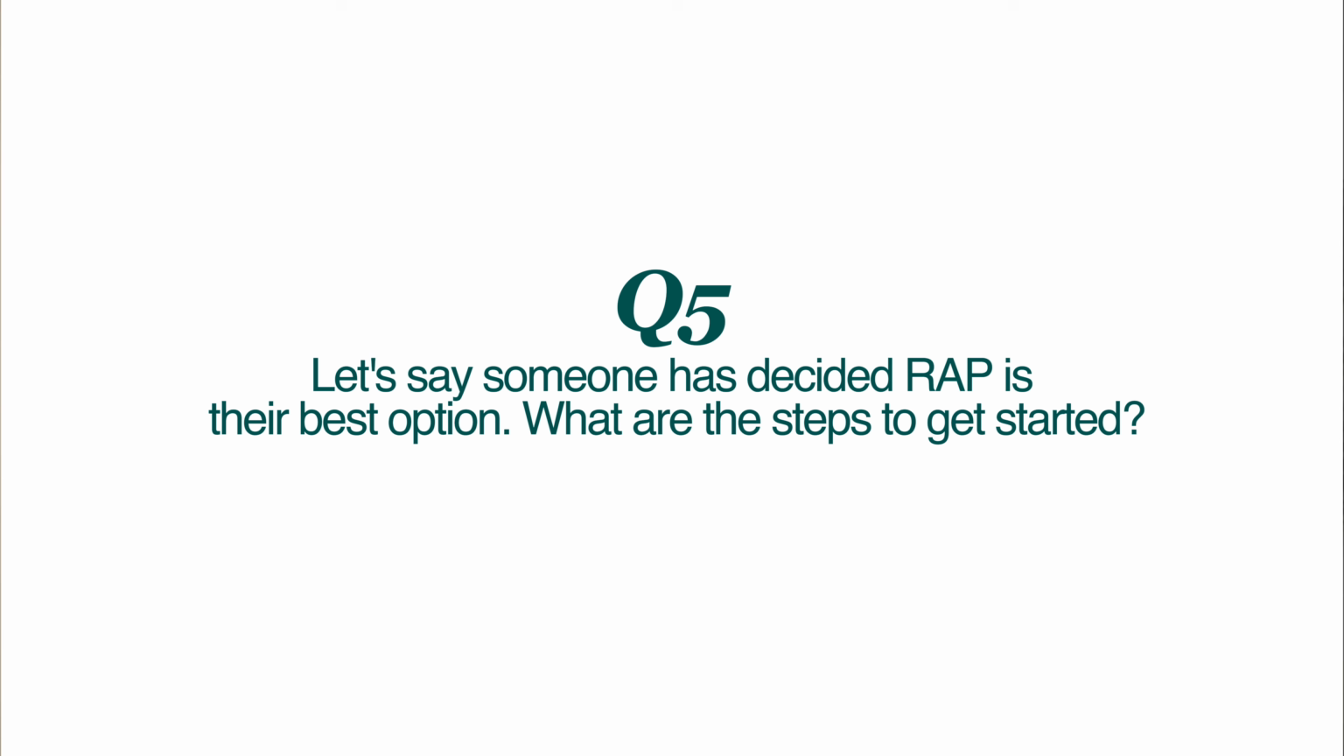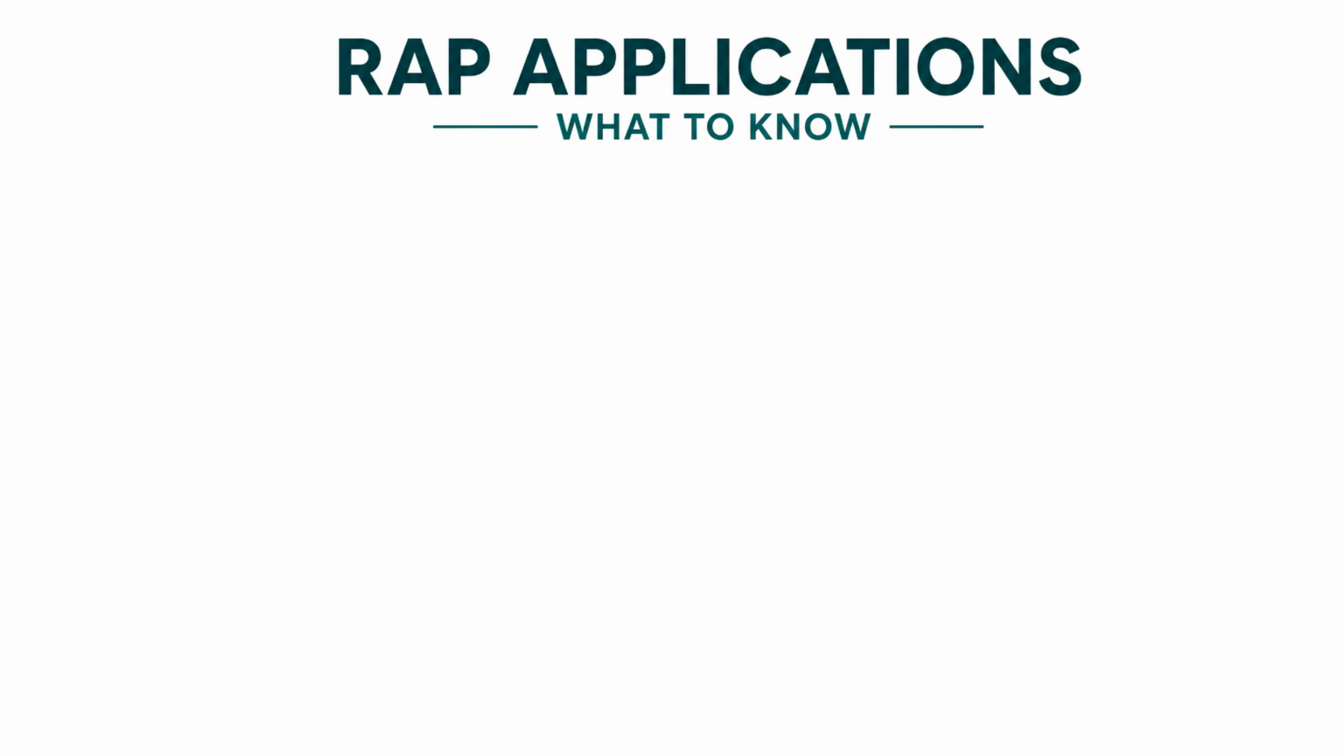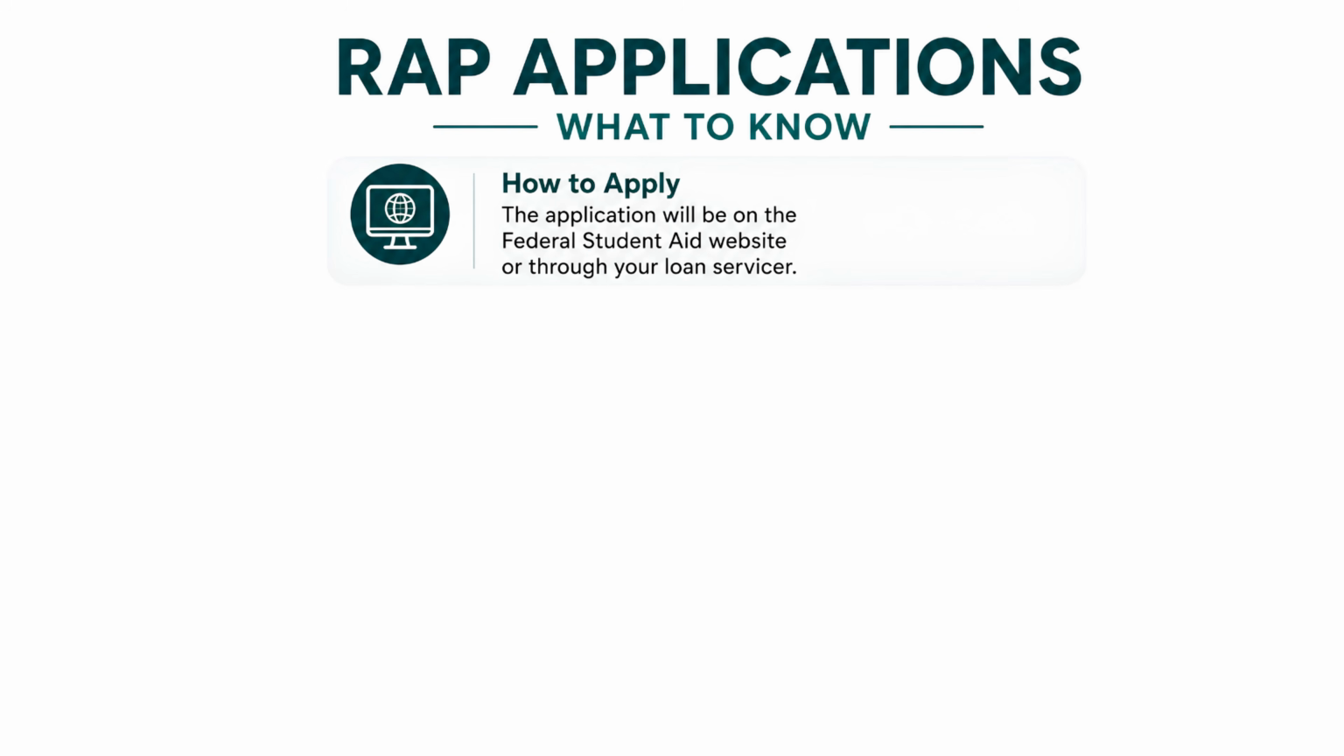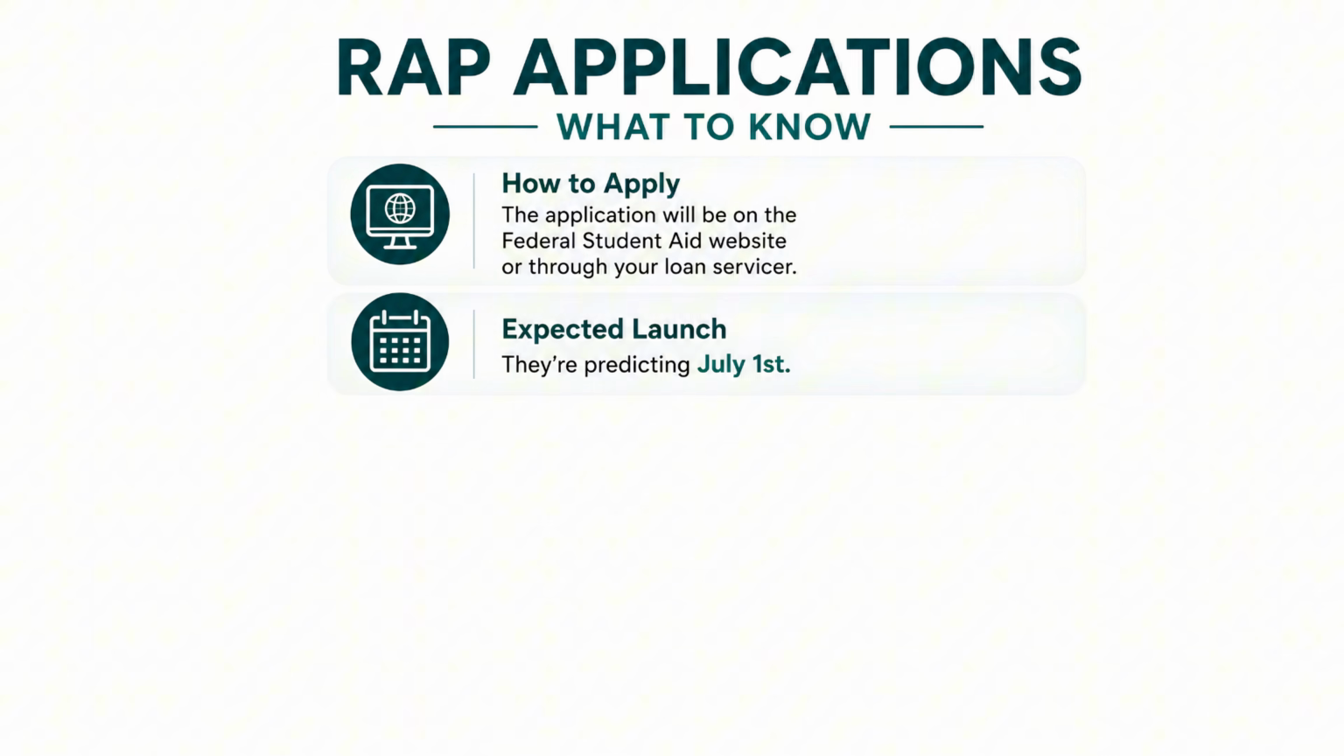Logistical question, Kaitlin. If someone said, hey, it's about to be July, I want to get on the RAP plan. I know what I'm doing. I know my student loan strategy. That's going to be the best path for me. Logistically, how do you do that? There will be an application on the Federal Student Aid website or through your student loan servicer. It is supposed to go live July 1st. Of course, we're on a government time frame, right? And so I will believe it when I see it.